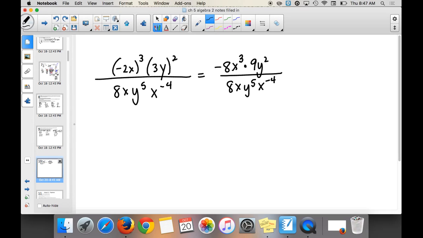All right, so my negative 8 out front does not move, right? Negative 8 does not have a negative exponent. It stays right where it is. But I do have my x to the negative 4th. So we're going to move positions, and we're going to make it x to the 4th. So I'm going to have my negative 8, my x cubed, my 9y squared, and then all over 8xy to the 5th. And that x to the negative 4th is now x to the positive 4 on top.